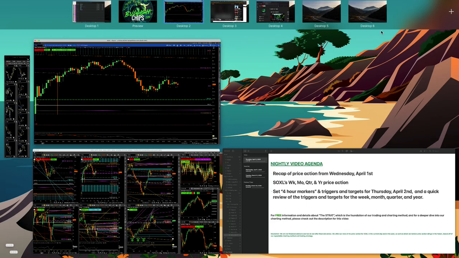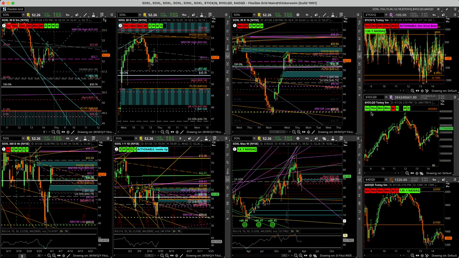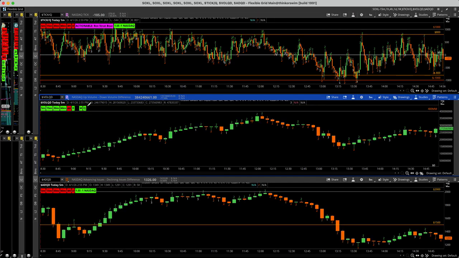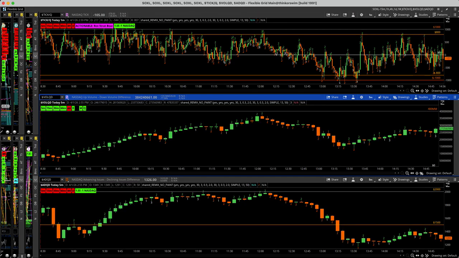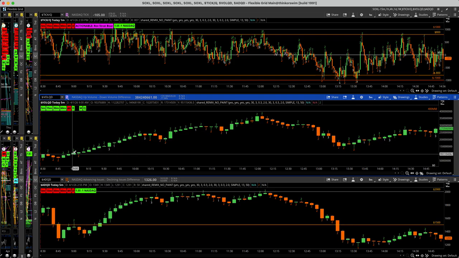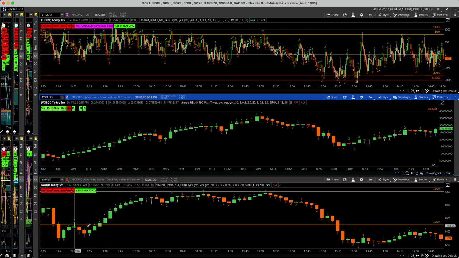Also, if we take a look at the internals for QQQ, if we bring this over here, we take a look at the internals. The tick was above the zero line all morning. The VOLD opened above the zero line and was pushing up all morning, and the ADD or market breadth opened in the trend higher zone and pushed even higher into the trend higher zone.